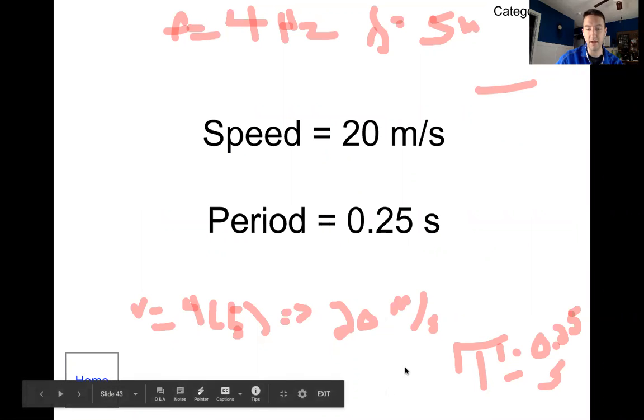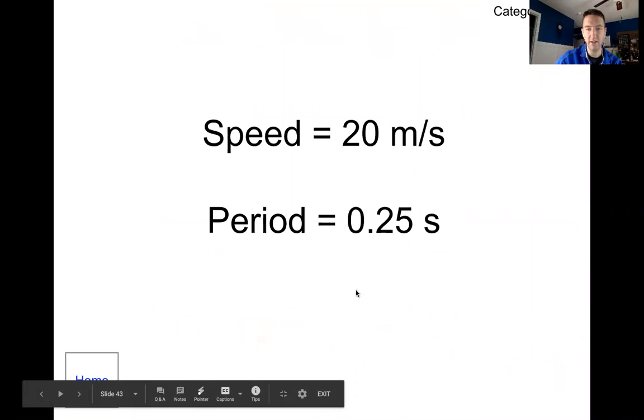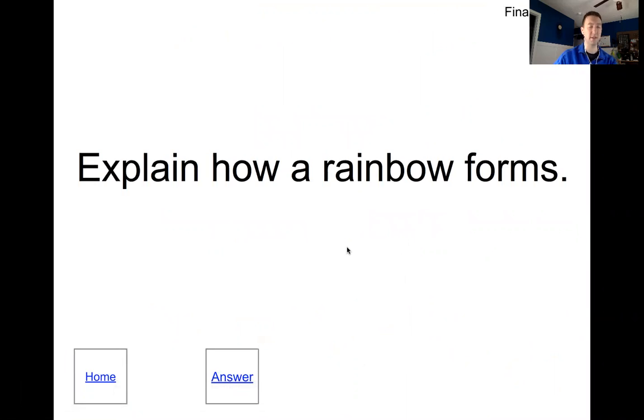Explain how a rainbow forms. Okay, so we have white light. It comes into a prism, and that white light gets refracted. Refraction means that light is coming in, it hits a new substance, and it changes its direction. It bends, and it also changes its speed. And since different colored light has different speeds, because they are getting bent different amounts through the prism, it's going to split that white light, which is the mixture of all light, up into all its colors: red, orange, yellow, green, blue, indigo, and violet.